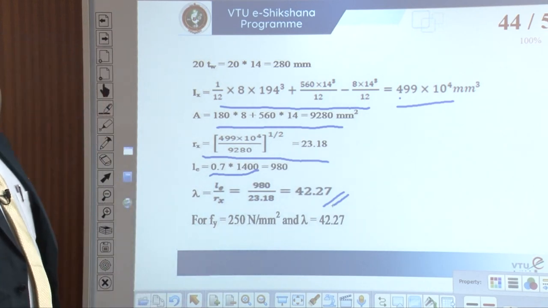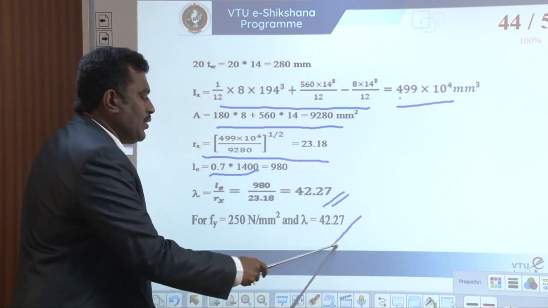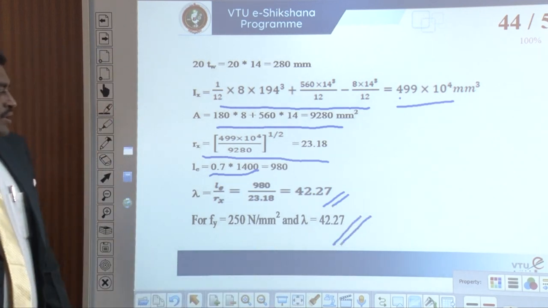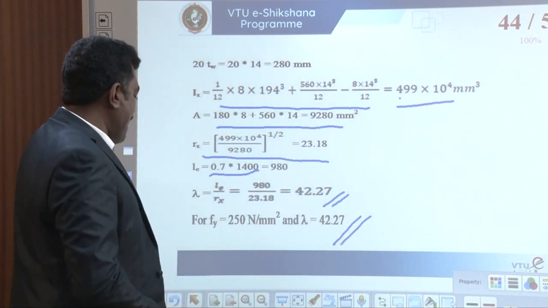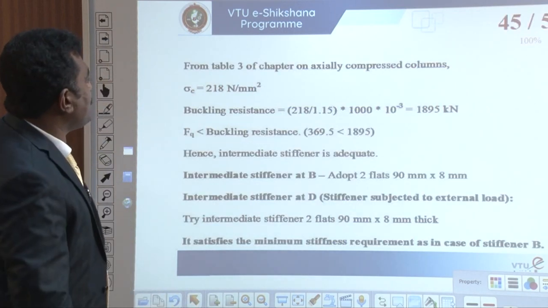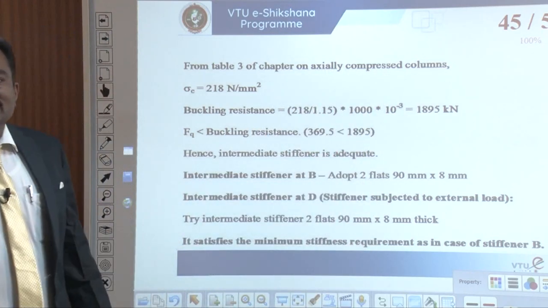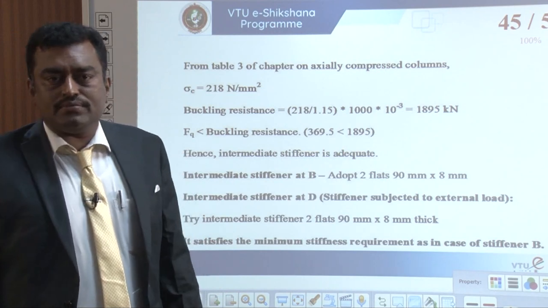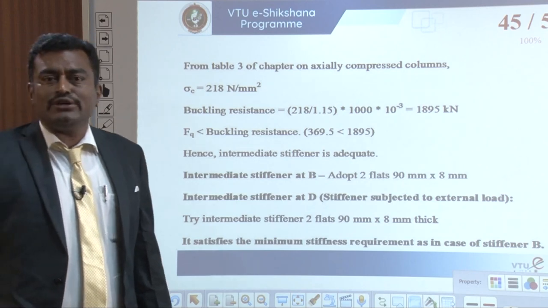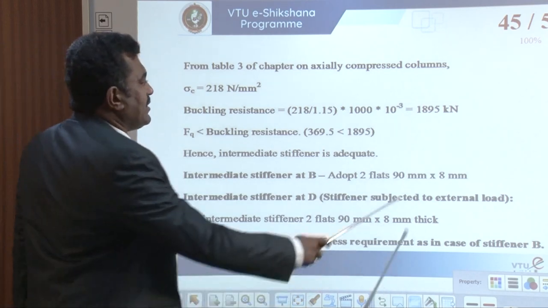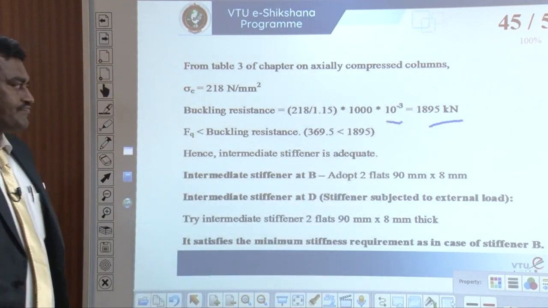Then lambda is equal to L by r_e, that gives 42.27. Then for fy equal to 250 Newton per mm square and lambda equal to 42.27, from table 3 of the chapter on axial compression in columns, f_cd is taken as 280 Newton per mm square. Then the buckling resistance will be calculated as 280 by 1.18 into 1000, converted into kilonewton using 10 raised to minus 3, giving 1895 kilonewton.